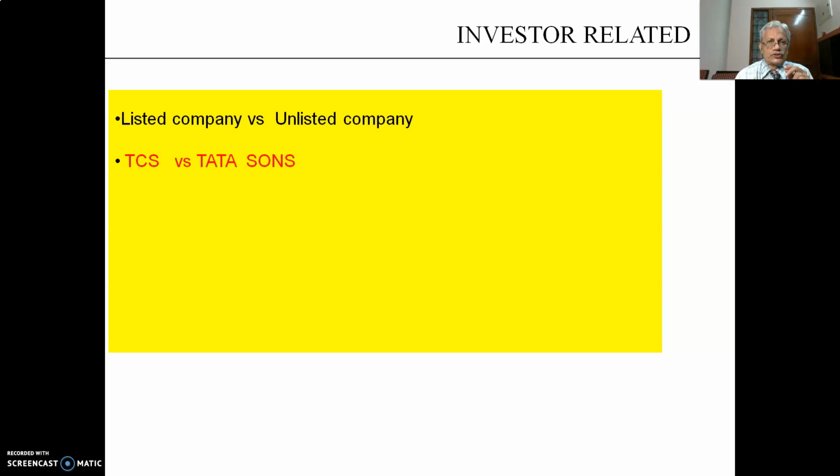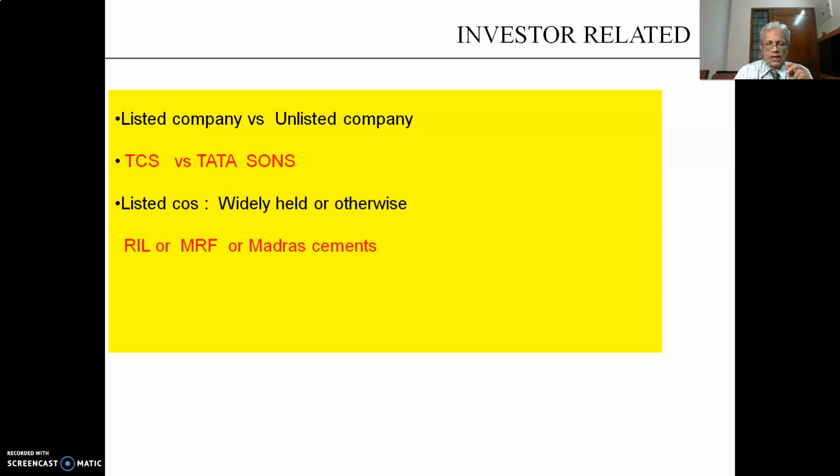Then, investor related. An organization can have an option to go for a listed company or an unlisted company. The listed company has its own obligations with SEBI and other regulatory agencies, whereas unlisted companies have certain advantages. So depending upon the area you're operating in and other aspects, you can take a call whether you should go for a listed or unlisted company. Take, for example, TCS is a listed company, while Tata Sons, the holding company, is unlisted.